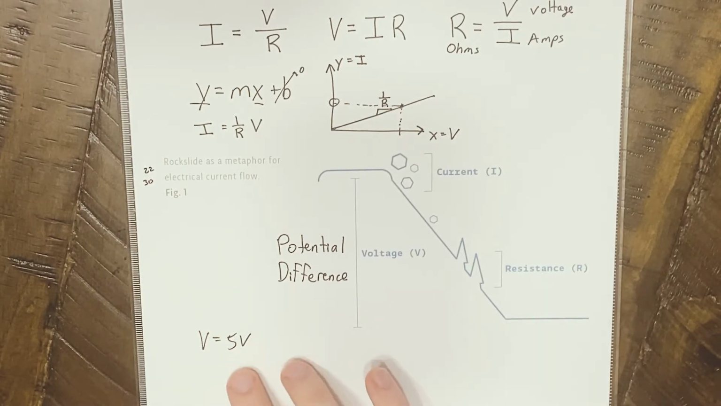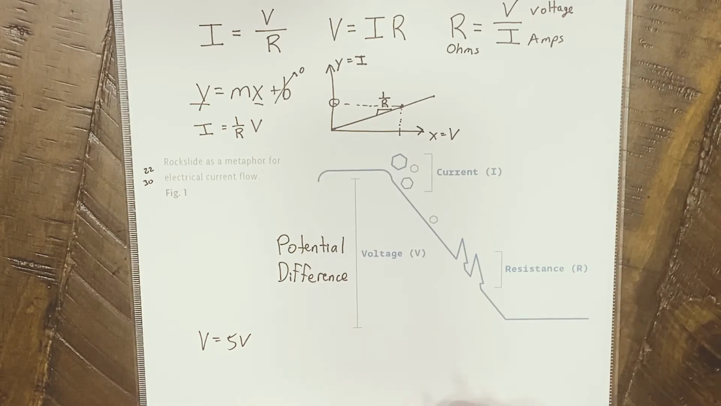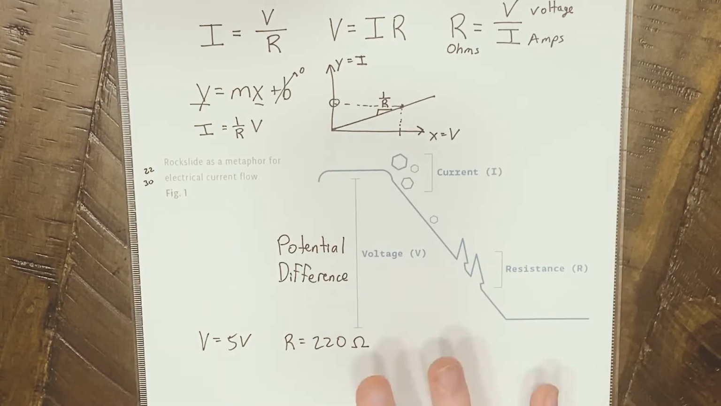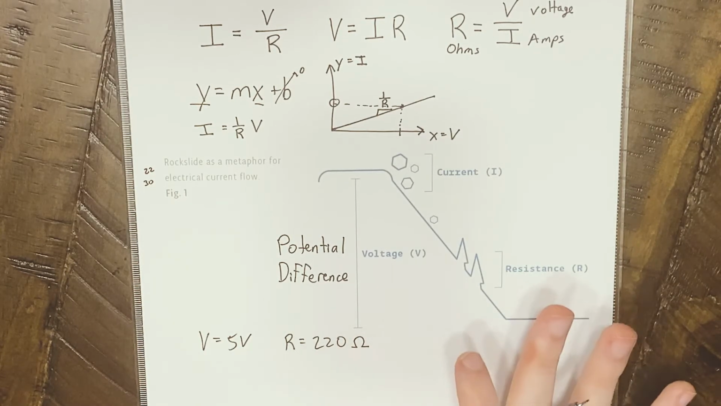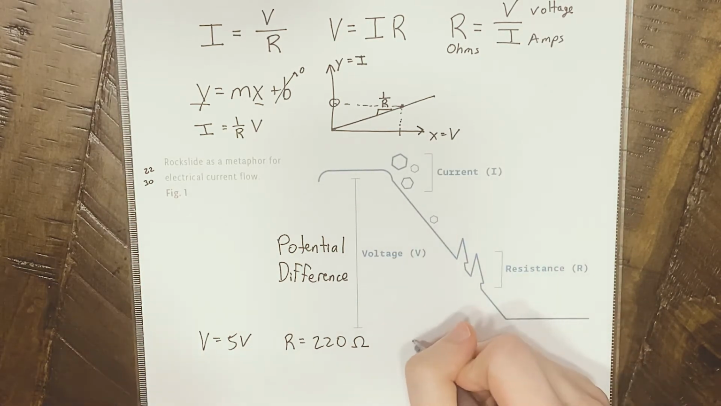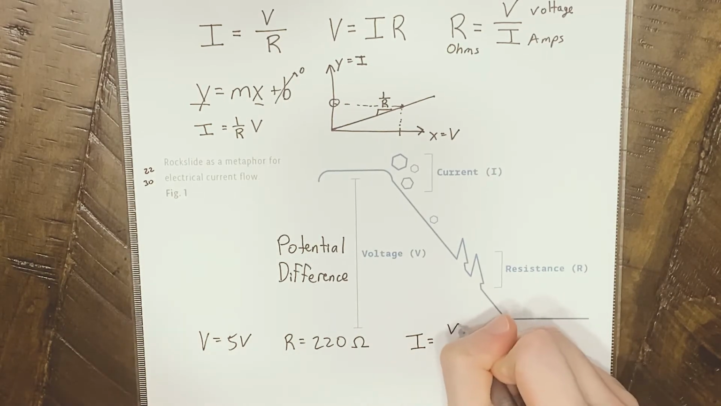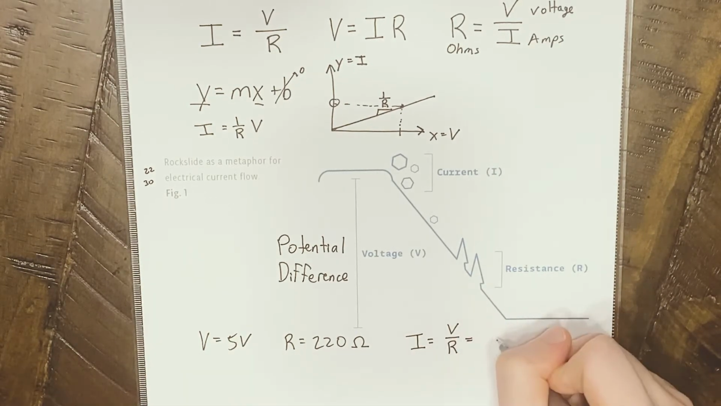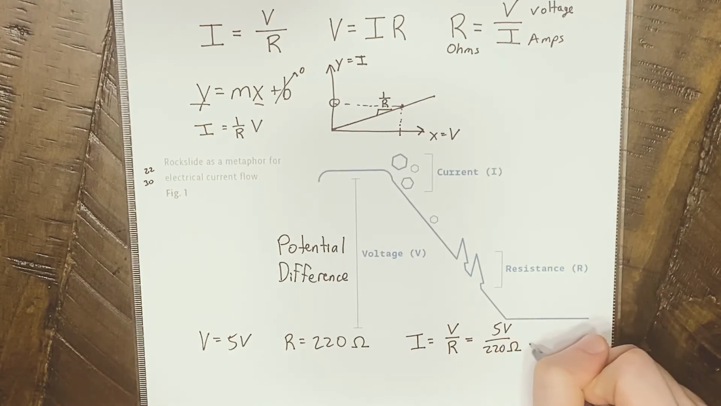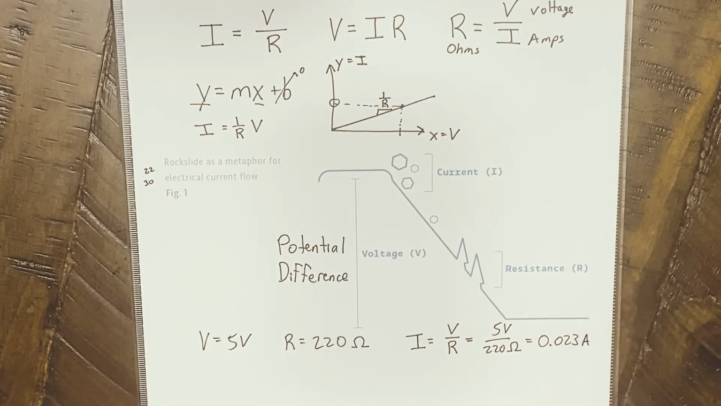Now, we had in that circuit a resistor that was a 220 ohm resistor. So our R equals 220 ohms. The question is, what is the current flowing through that circuit? Now, let's just keep it simple and talk about the basic circuit that we did in that tutorial. So the current going through that resistor is I equals V over R. Solving, that's 5 volts over 220 ohms, and that equals 0.023 amps.